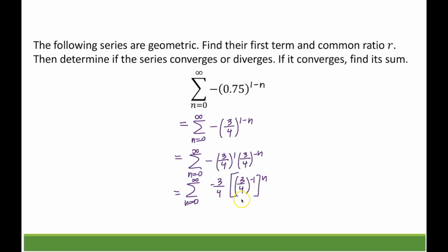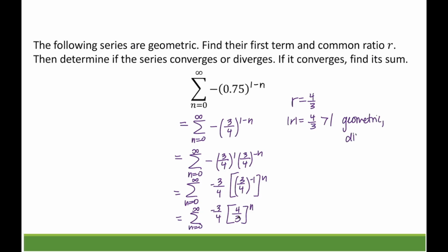And so here, 3/4 to the negative 1 is going to have me do the reciprocal of 3/4, which is 4/3. So what I really have is 4/3 to the n, and then that negative 3/4 in front. But the idea is that 4/3 is the common ratio, and the absolute value of that is the same thing, and 4/3 is greater than 1. So this is geometric and diverges because the common ratio is greater than 1. Now, on first glance, we might have thought 0.75, that's less than 1, but that negative is what made me take the reciprocal of that and realize that the common ratio is actually greater than 1.